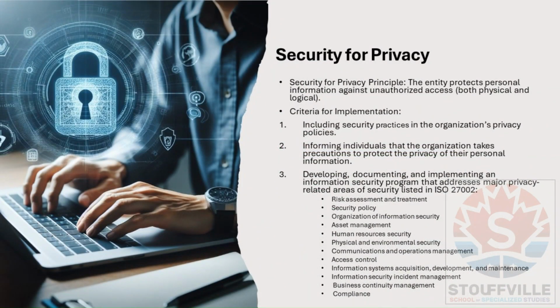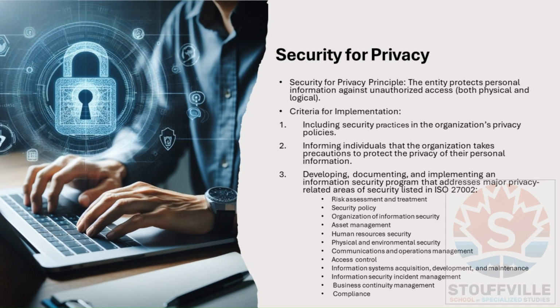Security for privacy. Protecting personal information security is crucial for safeguarding privacy. CIPM defines security for privacy as the entity protects personal information against unauthorized access, both physical and logical. Criteria associated with security for privacy. Inclusion of security practices in the organization's privacy policies. Informing individuals about privacy protection measures.